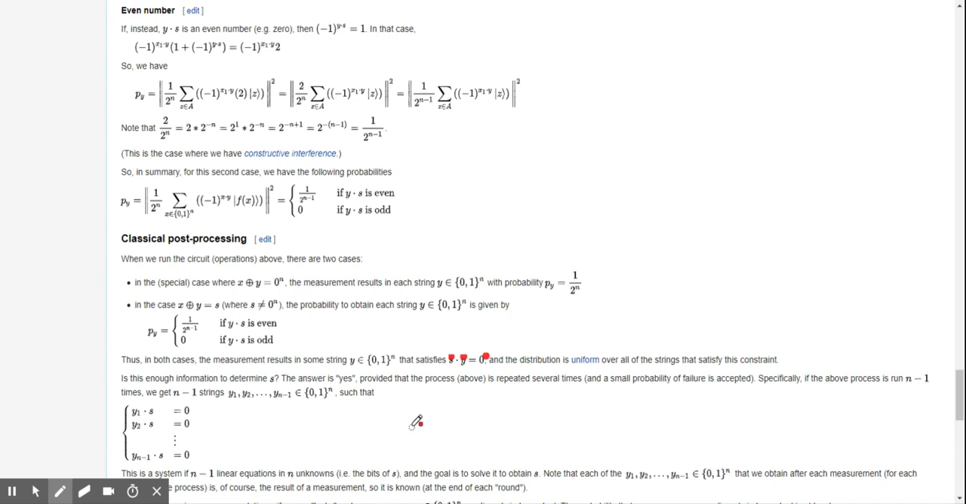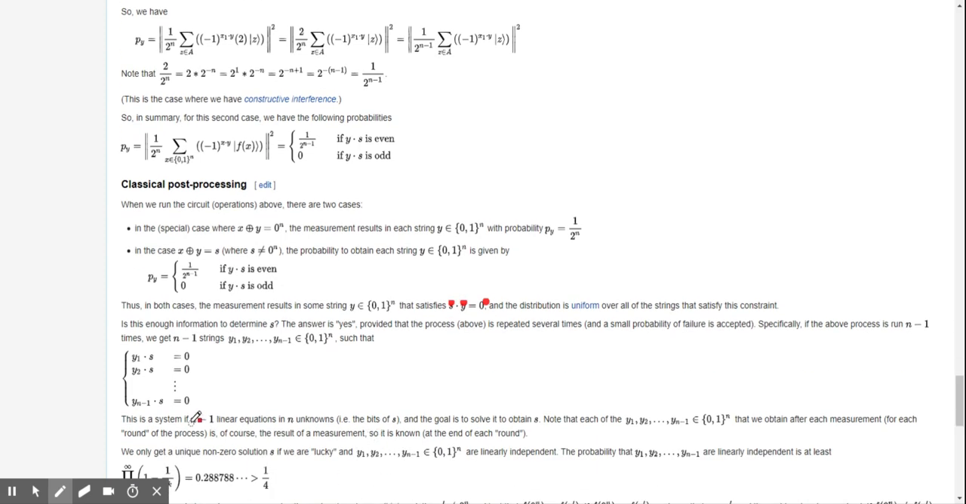The answer is yes, provided that the process above is repeated several times and a small probability of failure is accepted, especially if the above processes run n minus 1 times, we get n minus 1 strings, such that this is a system of n minus 1 linear equations in n unknowns, the bits of S. And the goal is to solve it to obtain S.